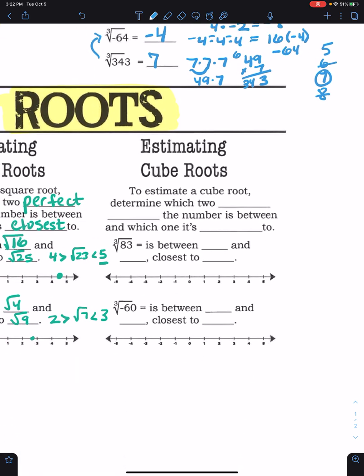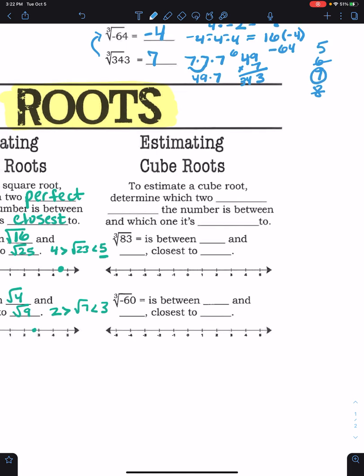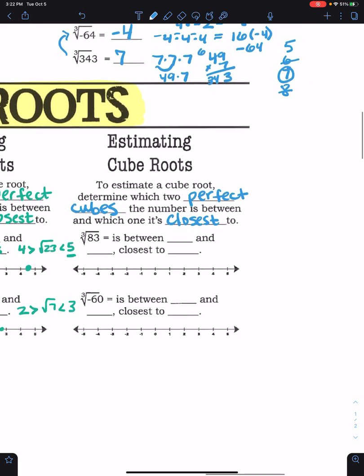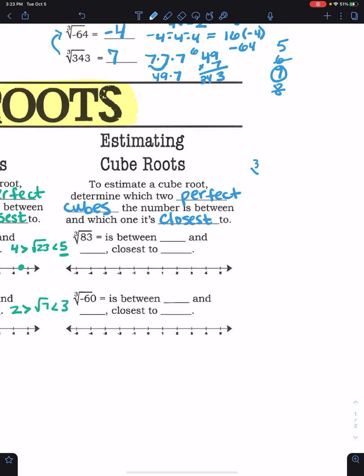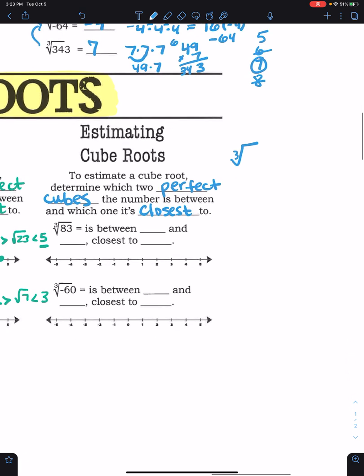All right, estimating is basically going to be the same approach here. We're going to determine which 2 perfect cubes it's between, and then see which one it's closest to. So let's list a few of them. The cube root of 8 is 2. The cube root of 27: 3 times 3 is 9, times another 3 is 27, so that's 3. We did 64 is 4.